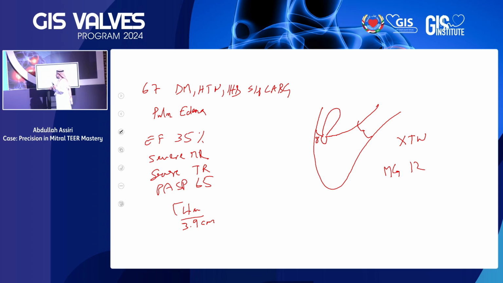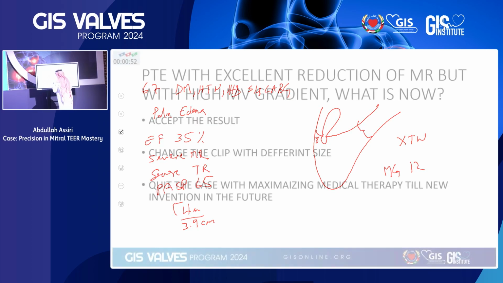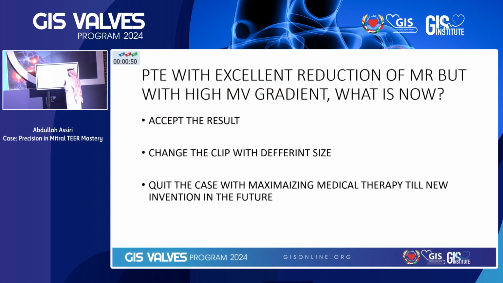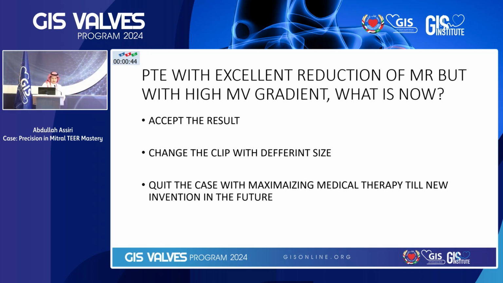Okay, back to the slides, please. Let's see the conclusion of the case. Dr. Al-Shehri: the decision at that time was to go for changing the clip size to a smaller one. So we went to NT, and then we would decide to have another one or to accept the results, as it's a difficult anatomy with a young patient.